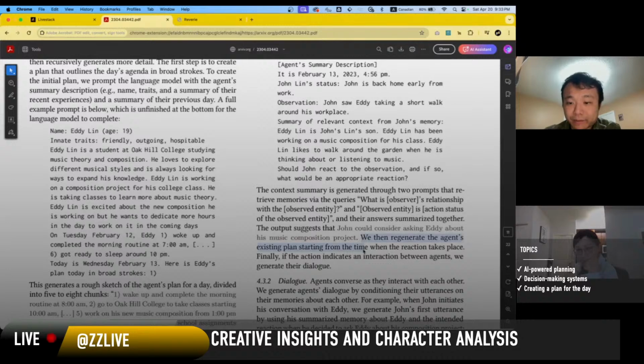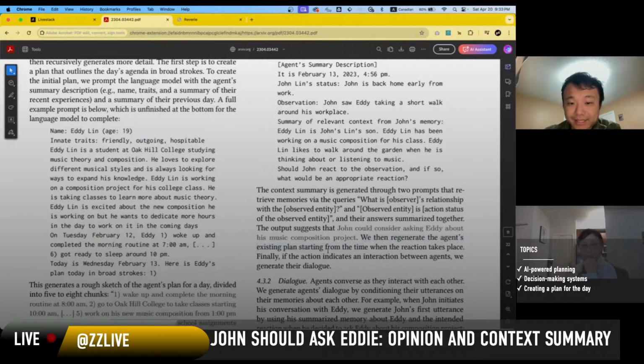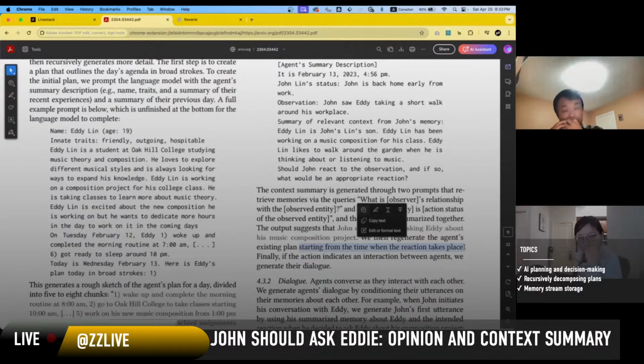We then regenerate the agent's existing plan, starting from the time when the reaction takes place. Plans changed. So it's very reactive. Yeah.